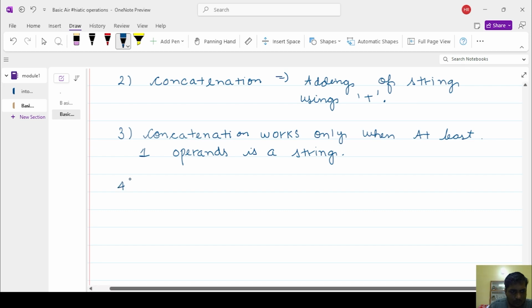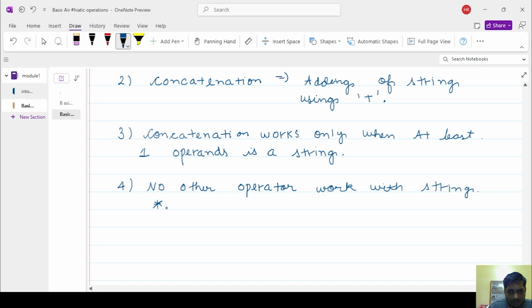Now the fourth point, no other operator works with strings. That is multiplication, division, subtraction, anything.